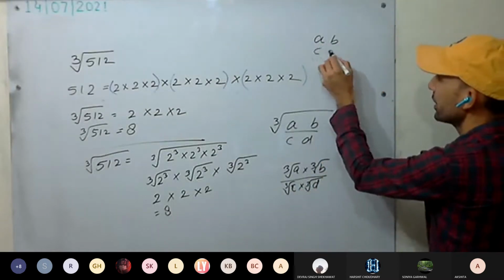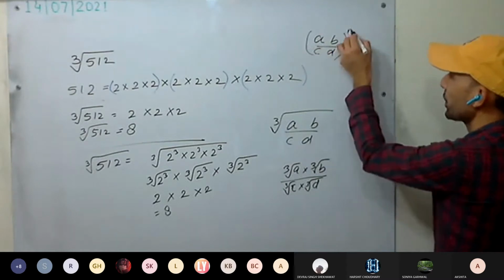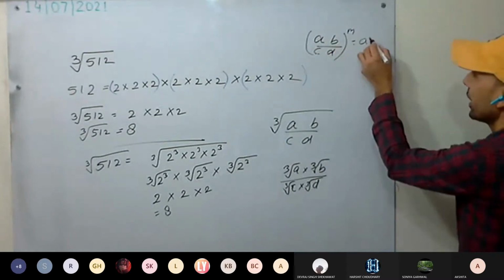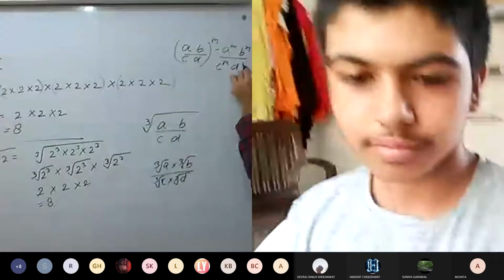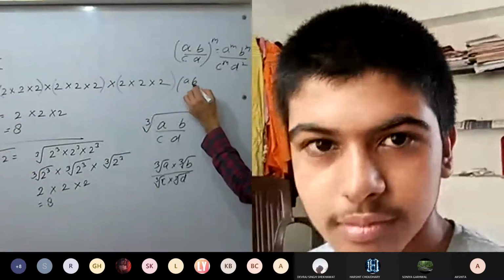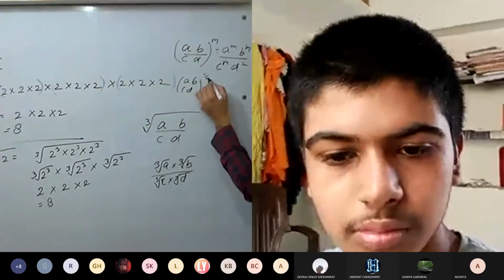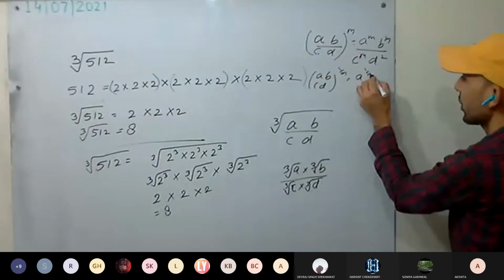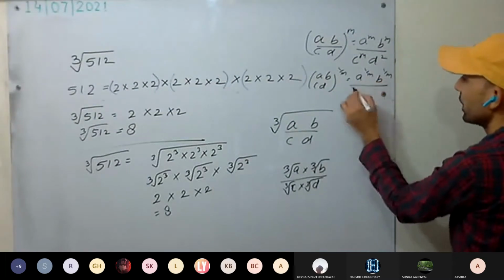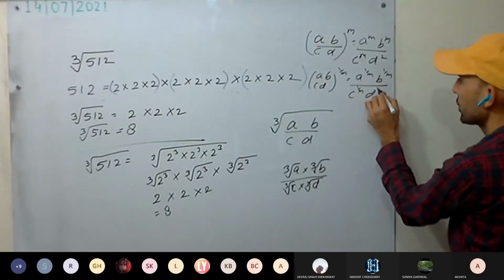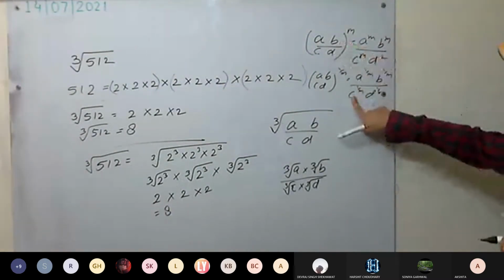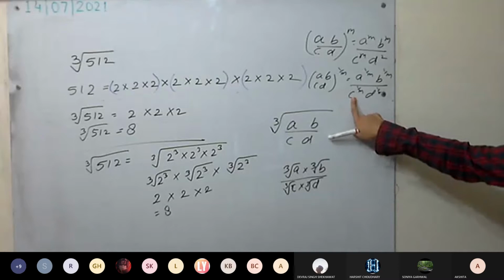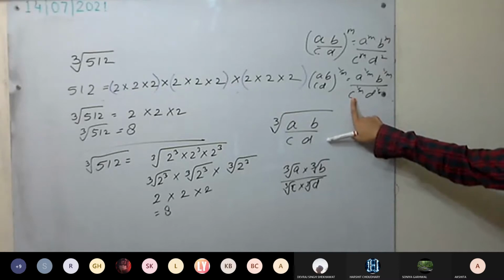A, B, C, D, whole raised to power m. We can write it like this: A raised to power m, B raised to power m, C raised to power m, D raised to power m. Or if it is raised to power 1 by m, we can write A raised to power 1 by m, B raised to power 1 by m, C raised to power 1 by m, D raised to 1 by m. This is clear to all? This all we have studied. Yes or no? We all have studied.